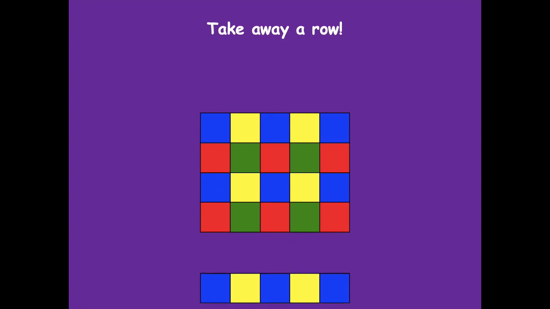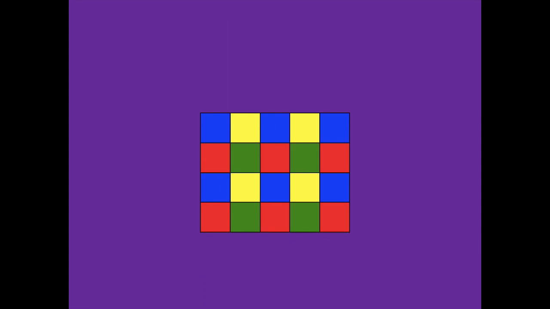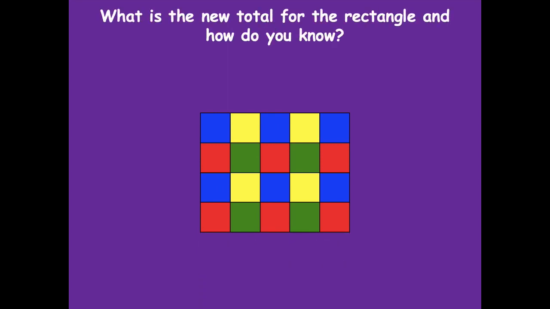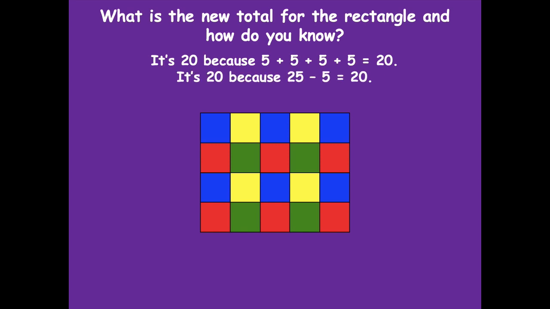All right, here goes my row. Whoop, it's gone. So what is the new total for the rectangle, and how do you know? Well, it's 20 because 5 plus 5 plus 5 plus 5 equals 20. It's 20 because 25 minus 5 equals 20. So we're taking away that 1 row from the last array. And then 4 5s is 20. So maybe you skip counted by 5s. Okay, those all work.